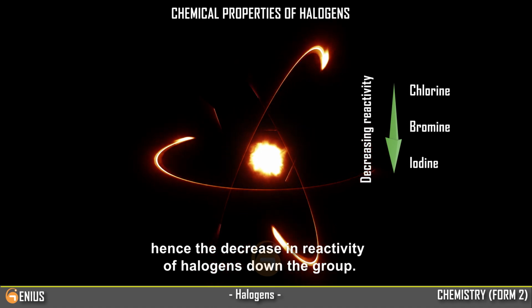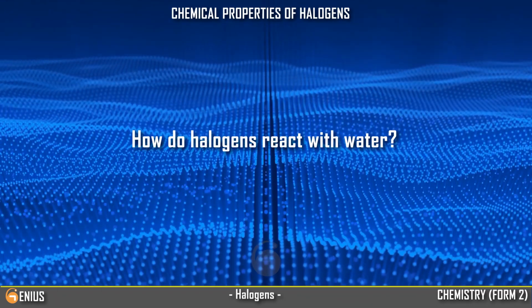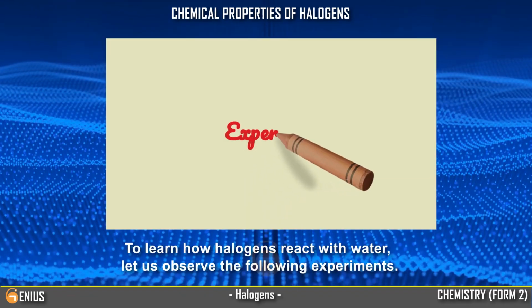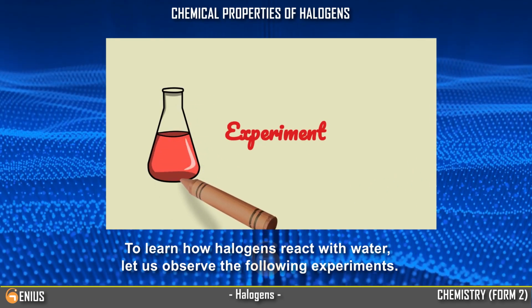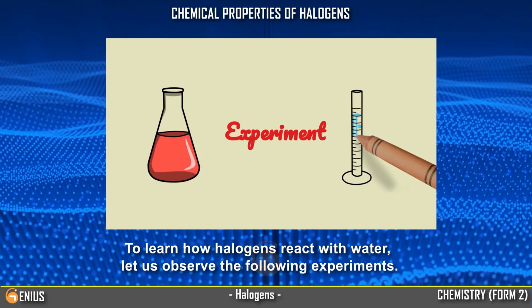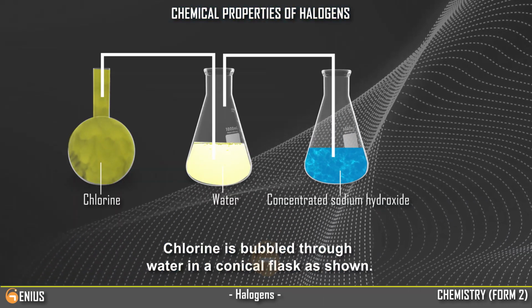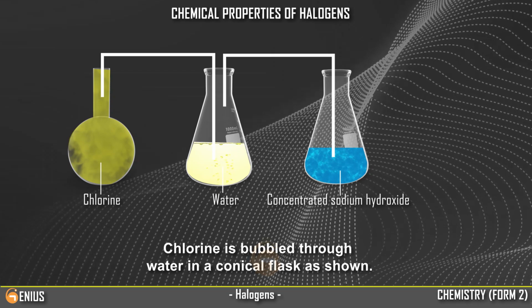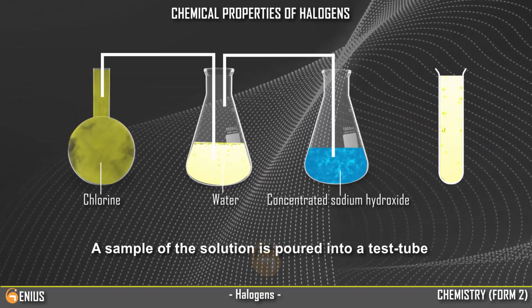How do halogens react with water? To learn how halogens react with water, let us observe the following experiments. Chlorine is bubbled through water in a conical flask as shown. A sample of the solution is poured into a test tube.